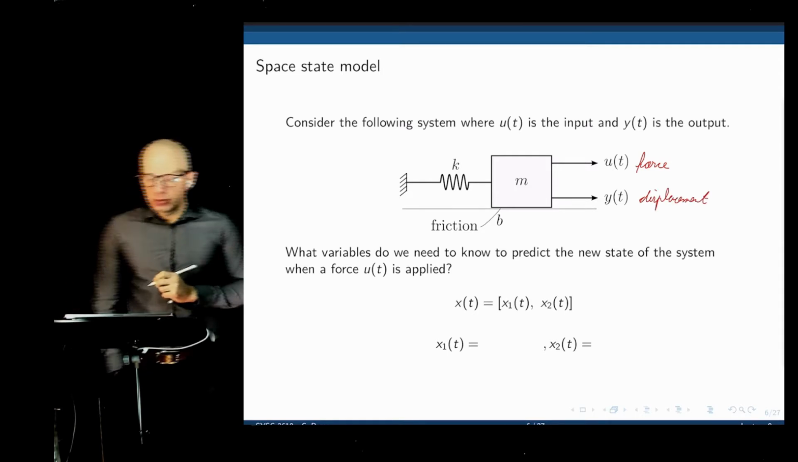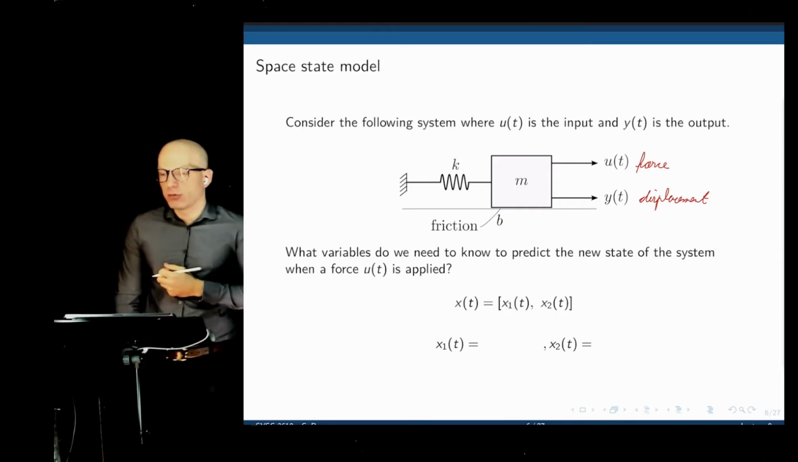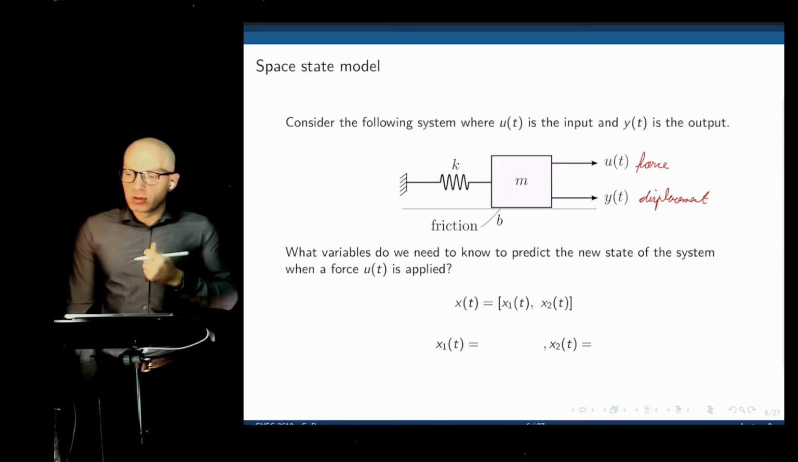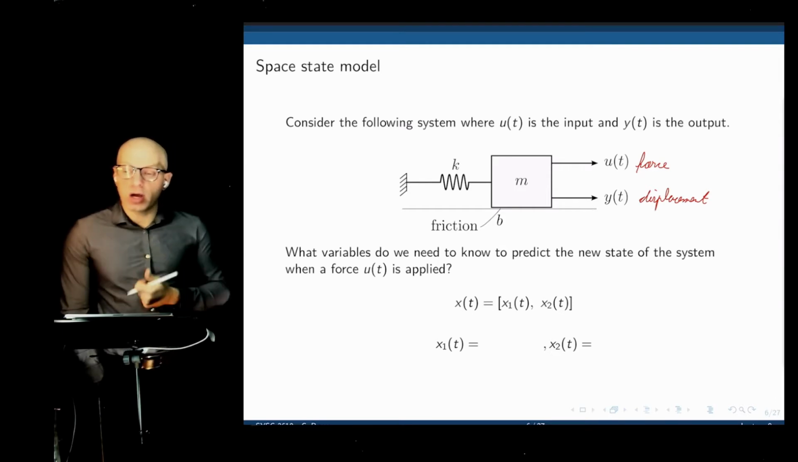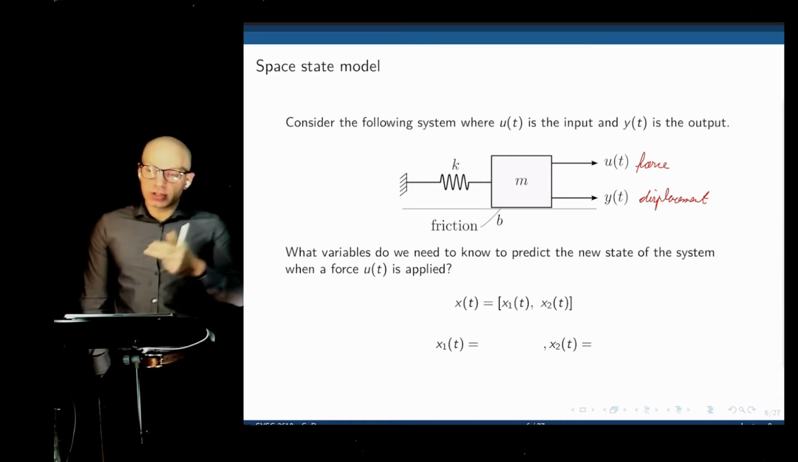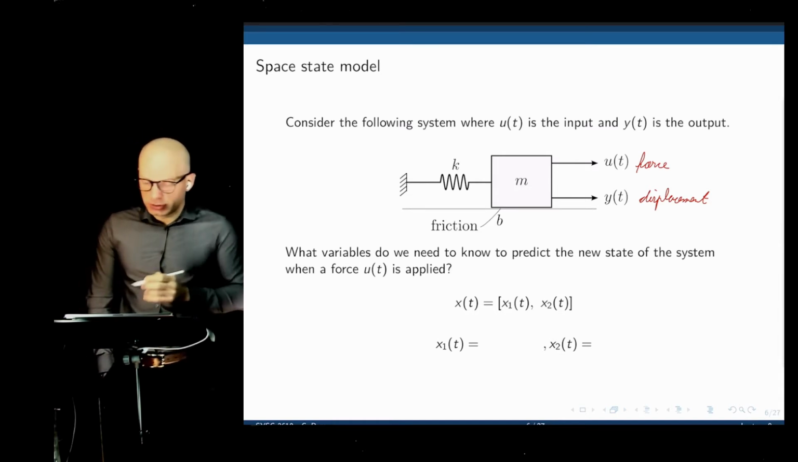What variables do we need to know to predict the new state of the system given an initial force? Now we need two things. We need the current position, and we need the speed. Why? Because those are the two that are directly related to energy storage in the system.